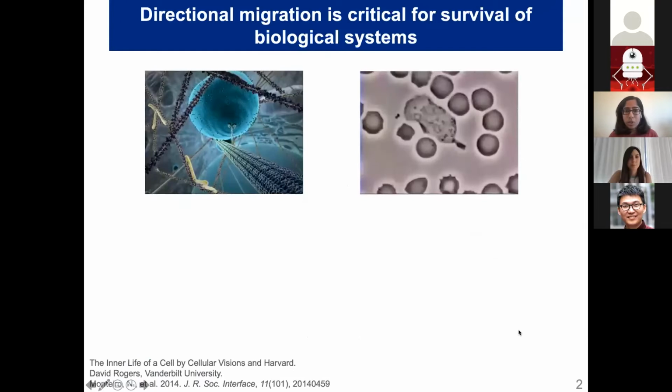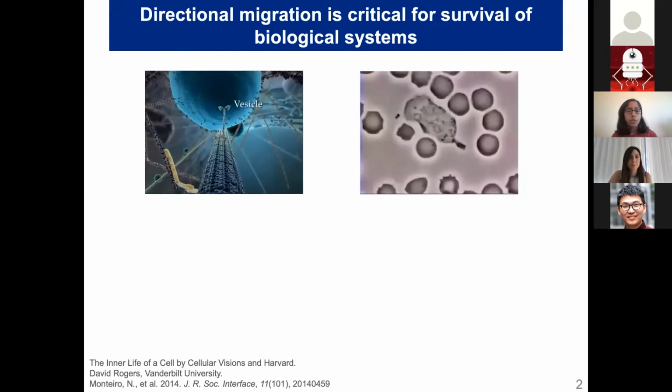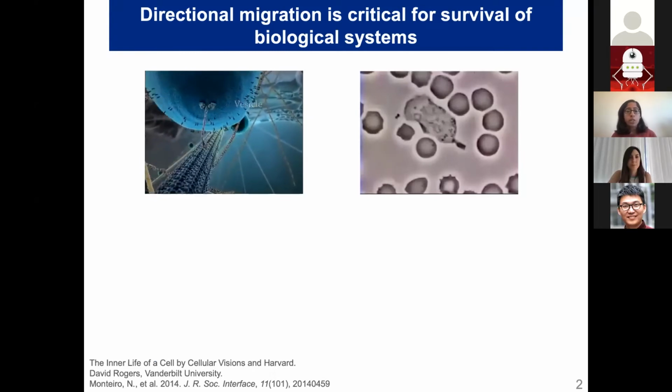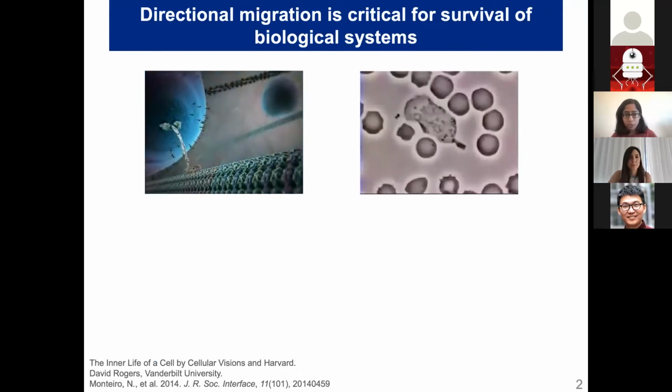As we all know, directional migration is crucial for the survival of living systems. It enables cells to move towards food, away from toxins, coordinate collective behavior, and transport cargo. Here is an example of a vesicle that is being transported across a cell through the conversion of chemical energy from ATP hydrolysis into mechanical motion.